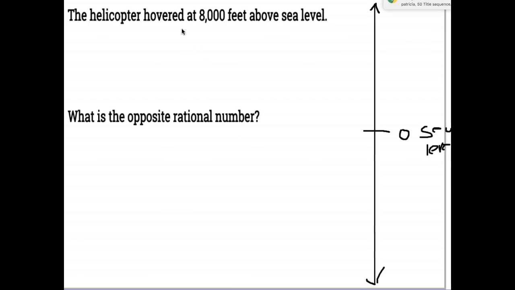And the helicopter hovered 8,000 feet above sea level. So I'm going to graph 8,000 first on my number line. Okay, there's my 8,000 feet. What is the opposite rational number? Opposite numbers are equidistant from 0. This is 8,000 spaces from 0. This is a positive number because it's above. So an equal distance from 0 is going to be going below sea level, and that's going to be a negative 8,000.